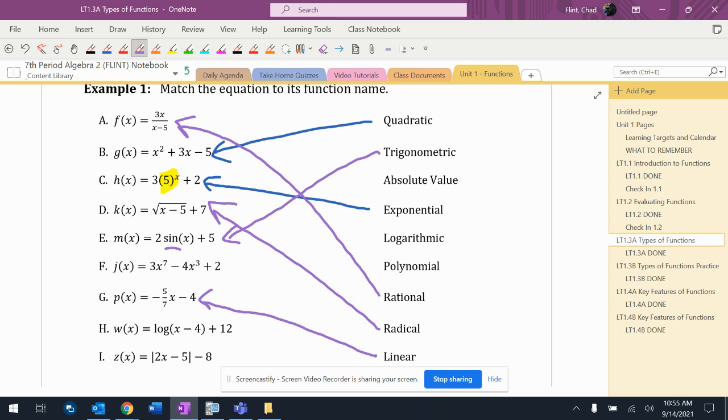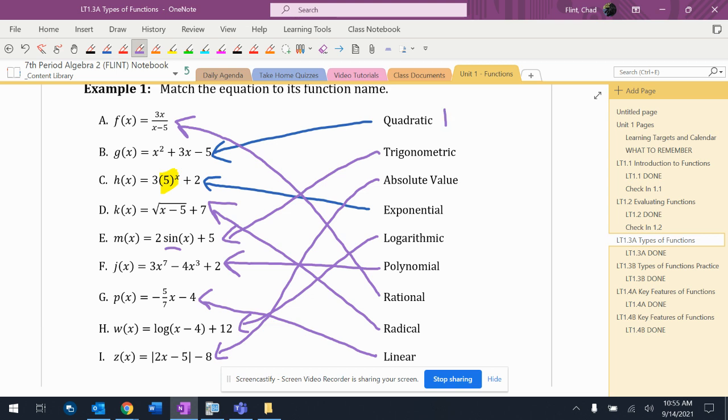I see absolute value bars down here at the bottom. So that's going to be an absolute value one. I'm going to put the letters on the side when I'm all done because this is getting a little crazy here. What do I got left? Logarithmic has to have the log in it. So logarithmic is going to be right there.